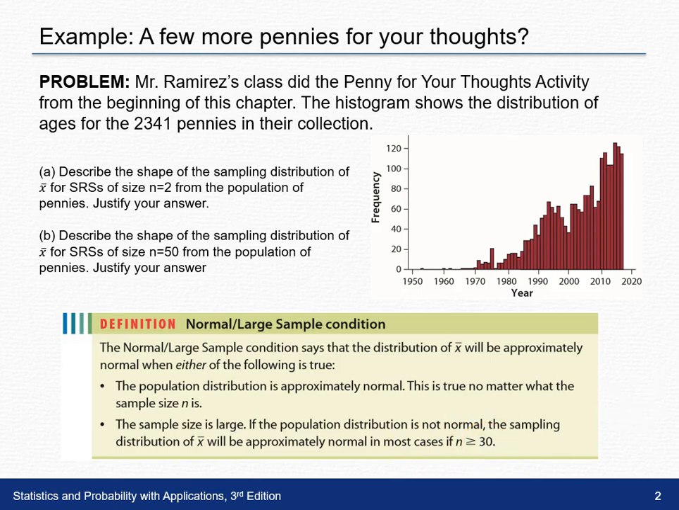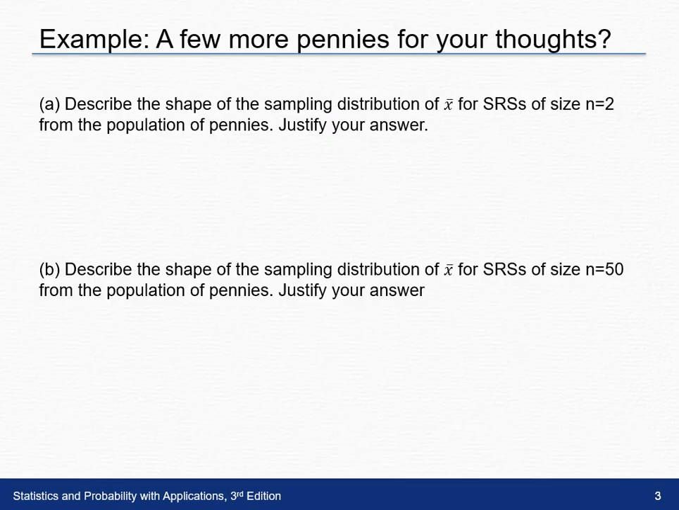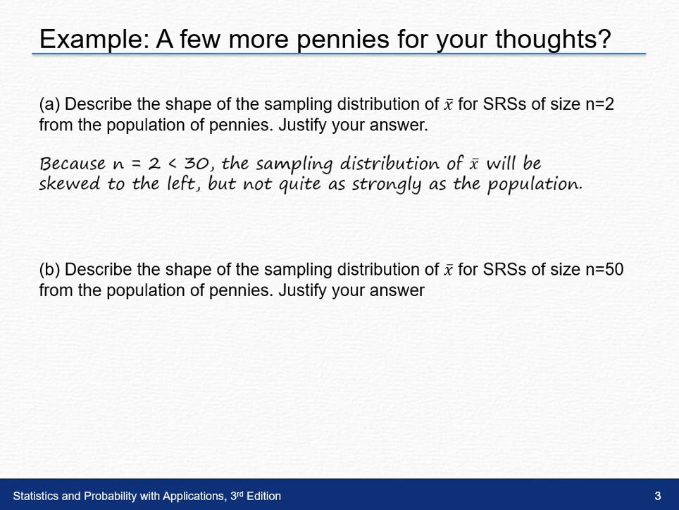So now that we have this background, we can answer parts A and B. A says describe the shape of the sampling distribution if we're taking simple random samples of size 2. Now, size 2 coming from a non-normal distribution is too small. It's less than 30, so the sampling distribution of X bar will be skewed to the left, but not quite as strongly skewed as the population.